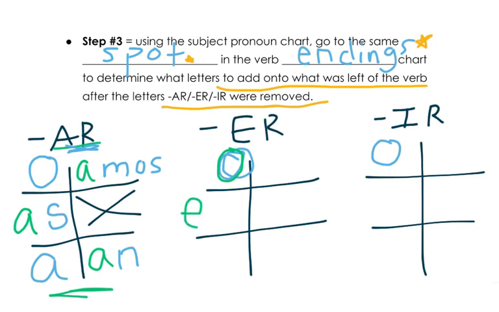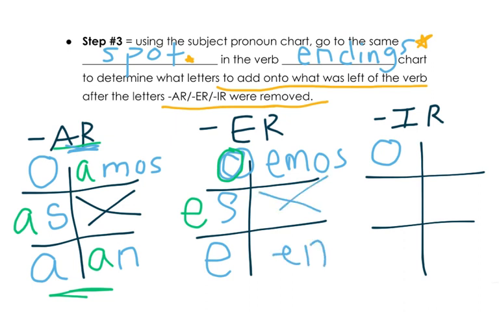We're going to add an E. We're going to replace the A with an E, so ES. Instead of an A, we're going to have an E for the he, she, you formal form. Instead of AMOS, we're going to have EMOS. You can skip this one. Instead of AN, we're going to have EN because it's an ER verb we're working with.